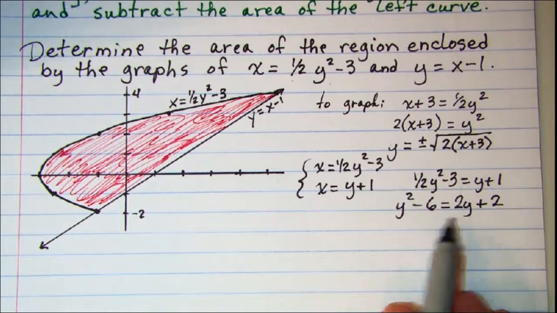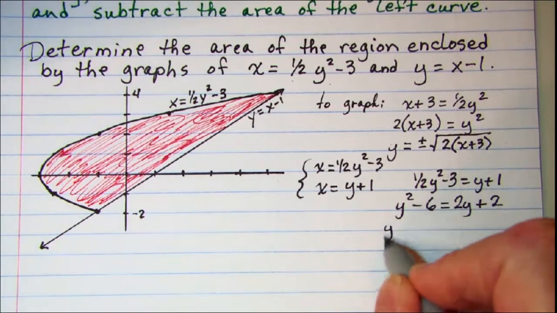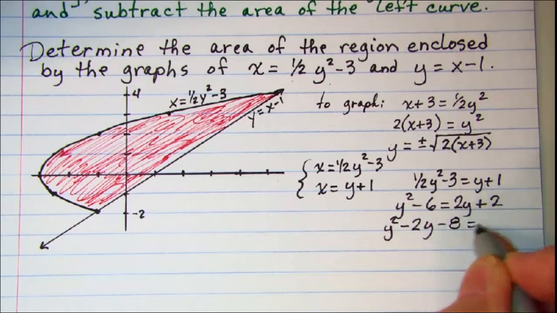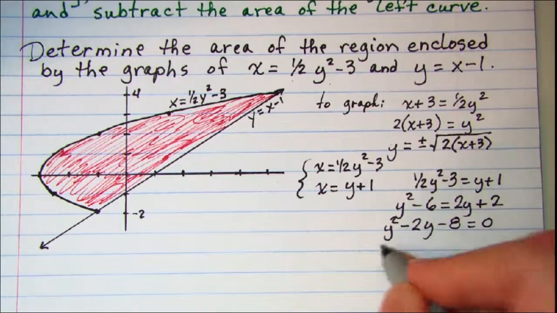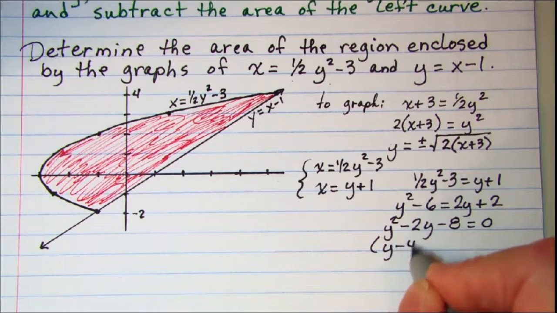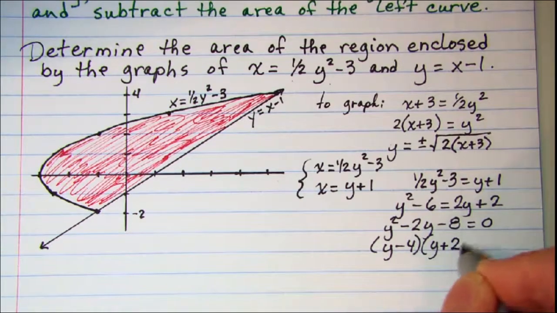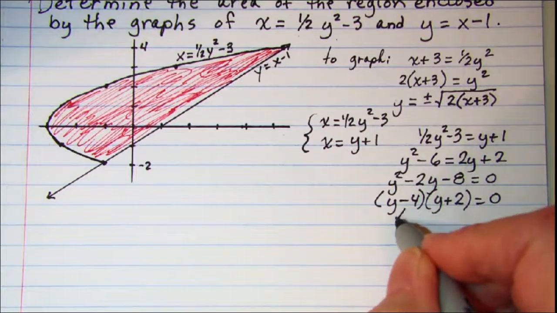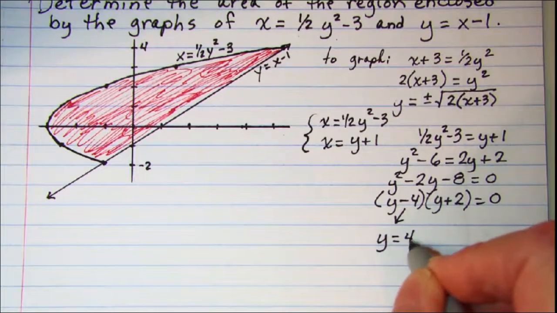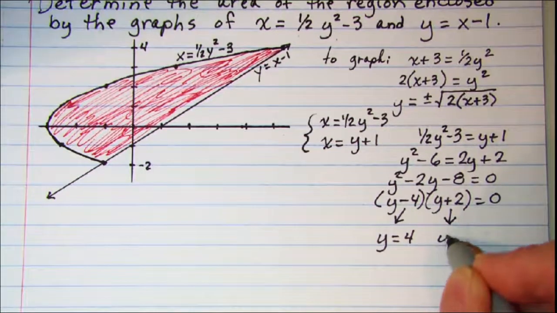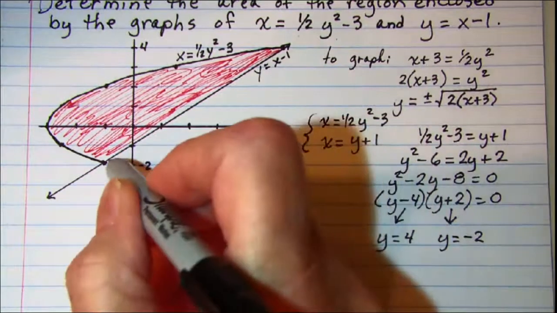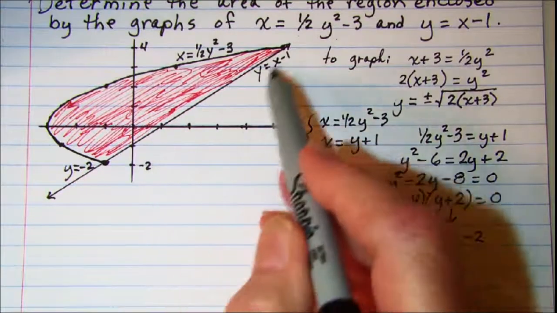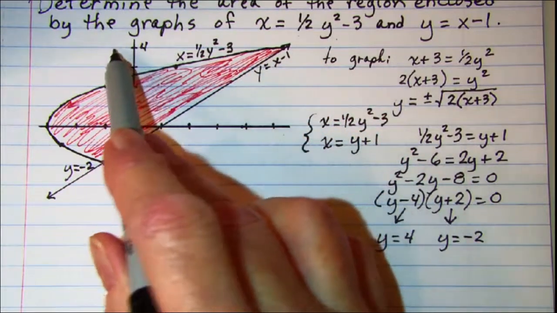Now we can move everything to one side and look at the quadratic. y squared minus 2y minus 8 is equal to 0. And this quadratic factors to y minus 4 times y plus 2 equals 0. We can set each of these equal to 0, so this one gives us y equals 4, and this one gives us y equals -2. So our lower bound here is -2, right here, and then our upper bound is y equals 4.